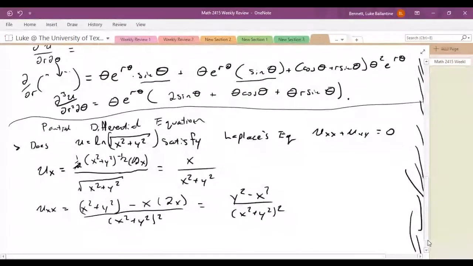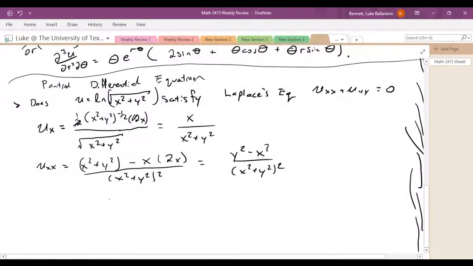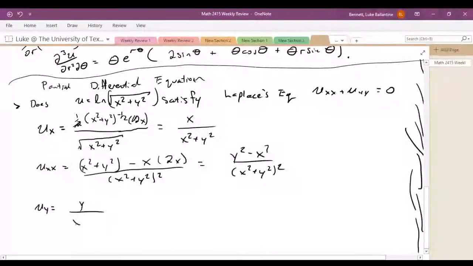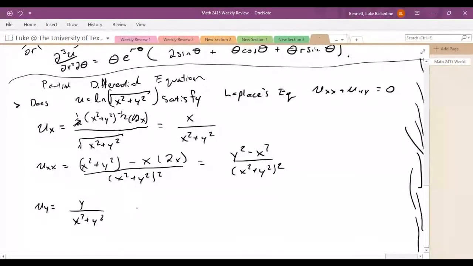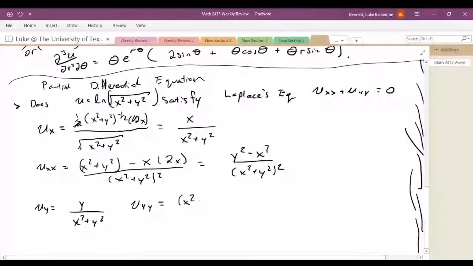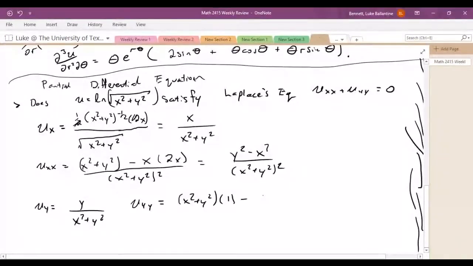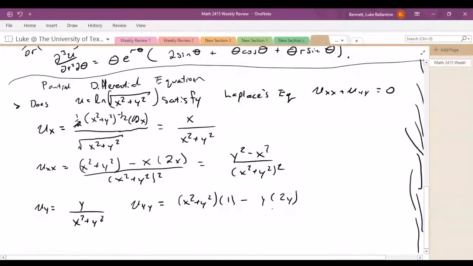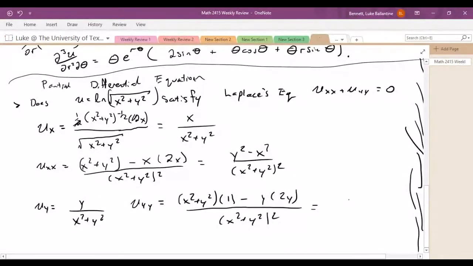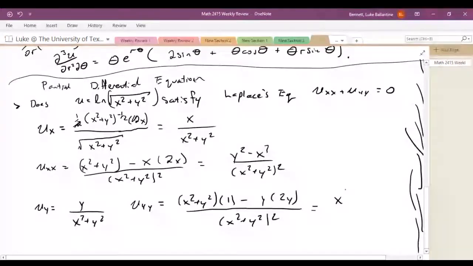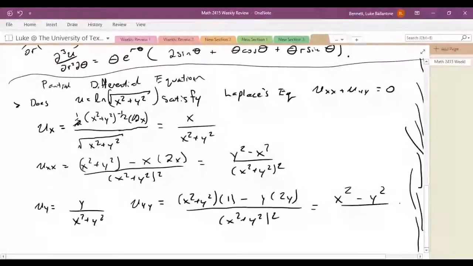And now we need to calculate the second partial of u with respect to y. So u sub y would just be y over x squared plus y squared. Then u sub yy would be low d high minus high d low over the square of what's below. So this would be x squared minus y squared over x squared plus y squared, squared.